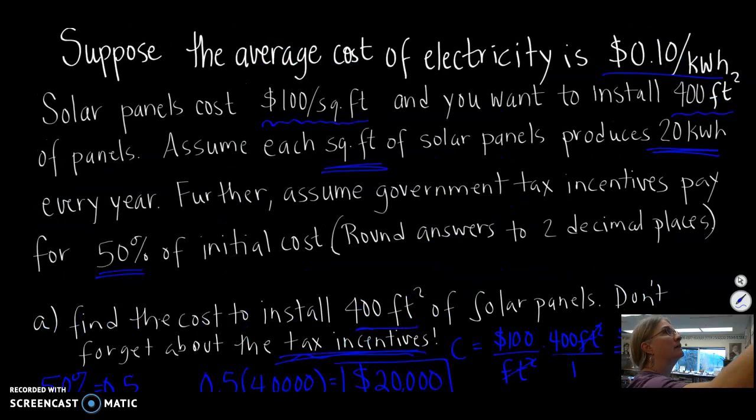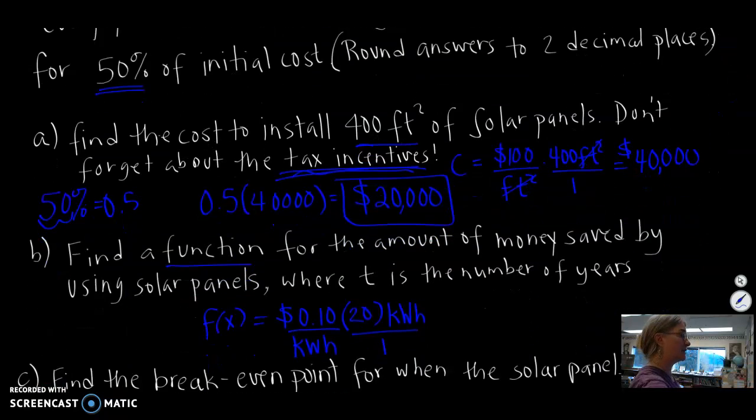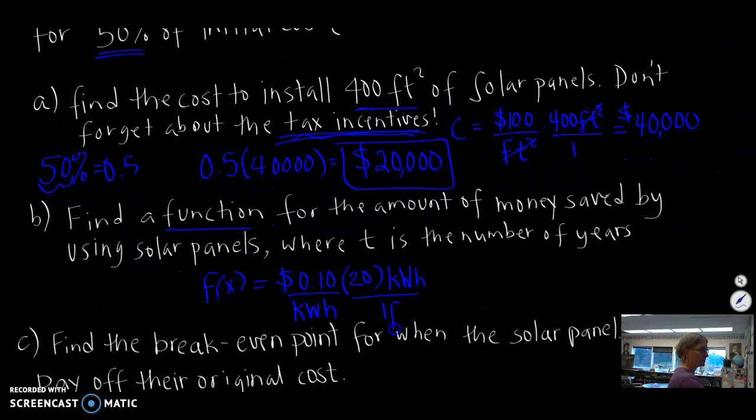Let me go back up here. Each square foot of solar panel produces 20 kilowatt hours every year. This is the part that you really need to focus on. So that's 20 kilowatt hours per square foot. So if I keep these units down here, 20 kilowatt hours per square foot means the square feet go on the bottom. And then multiply that by 400, you're installing 400 square feet of solar panels, times the number of years T. That's our function.